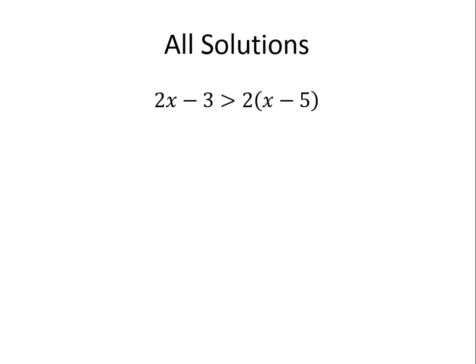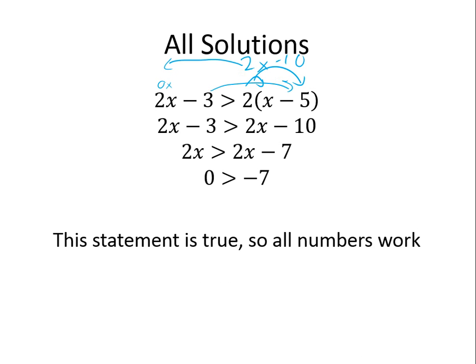All right. Now sometimes we have stuff that is considered all solutions or no solutions. So we're going to be looking at that. Here's an example of something that has all solutions. Once we multiply this through, multiplying the 2 in, we'd end up having 2x minus 10. Move the 2x to the other side, giving you a 0x. Then move this 3 to the other side, giving you a negative 7. After we solve it all the way down, we get 0 is greater than negative 7.